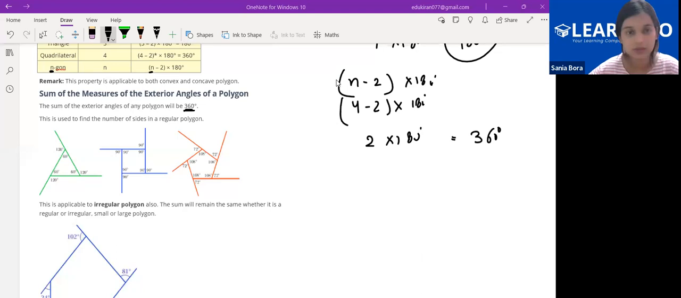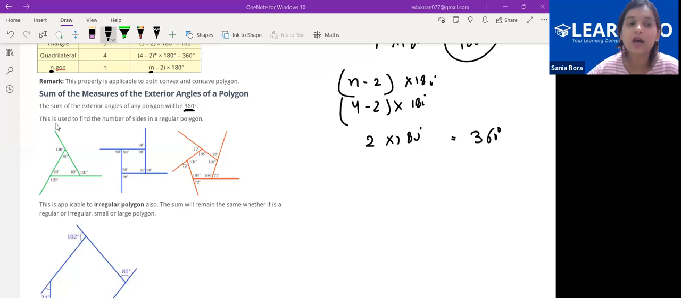Yes, ma'am, it's true. But if I give you the same statement that the sum of exterior angles of all polygons will be 360, then this statement will be true because the exterior angle property remains the same for all polygons. So the sum of exterior angles of any polygon would be 360. Clear, everybody?